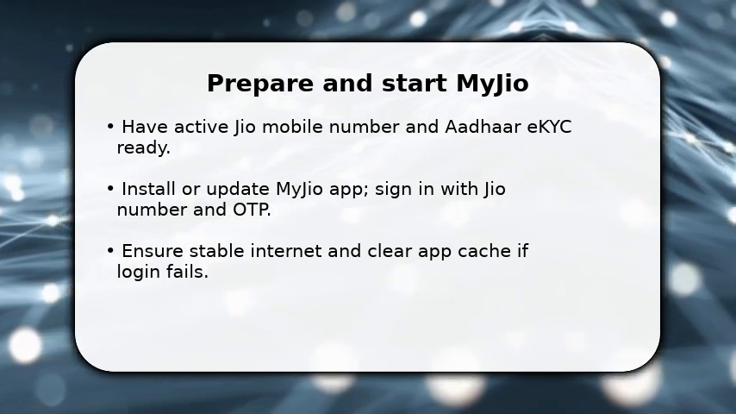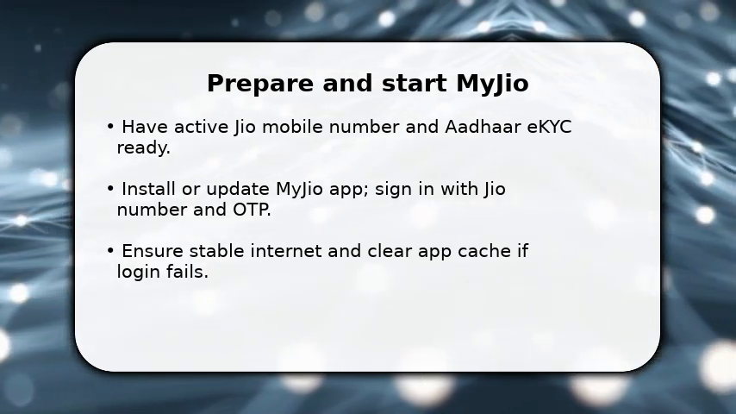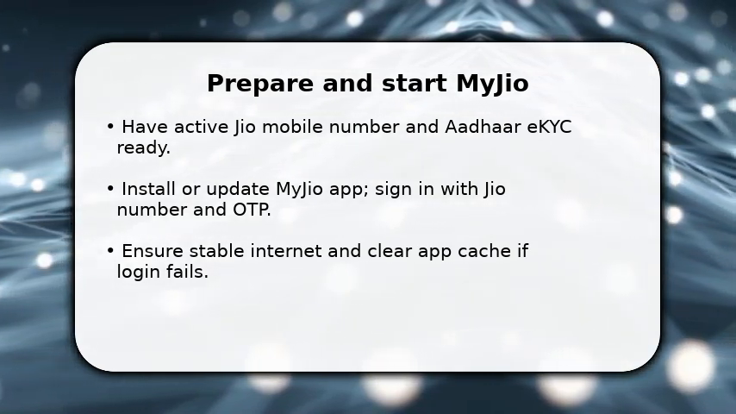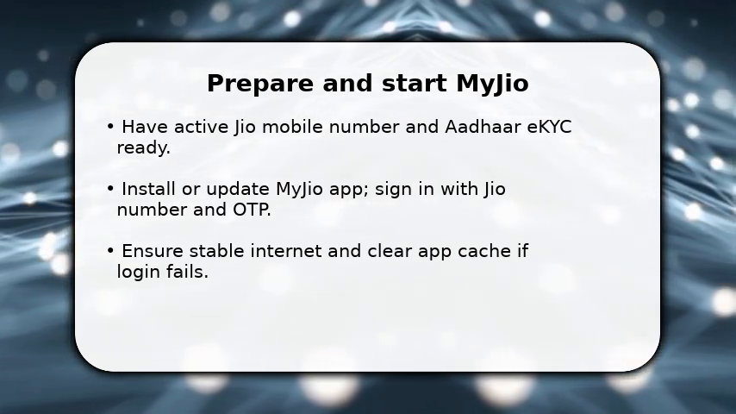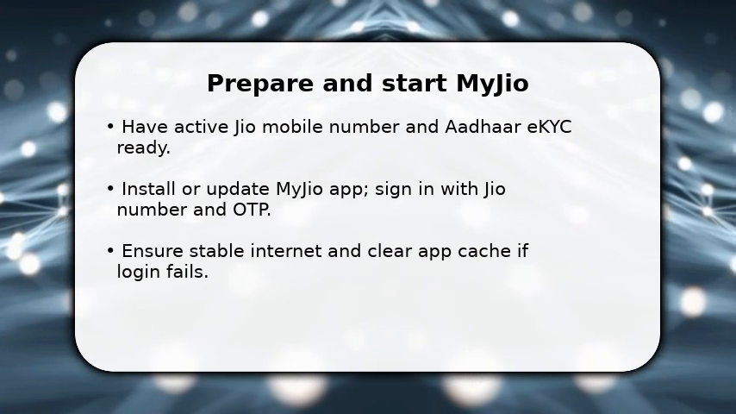If the app prompts for permissions, allow them so the process can access SMS and network state. Make sure you have a working internet connection. Without it, you cannot request or retrieve the QR code.